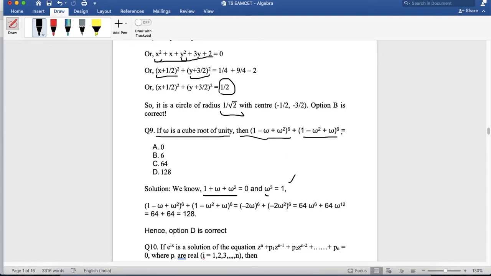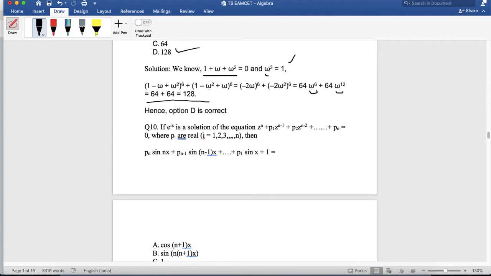Similarly over here, 1 plus omega is what? Minus omega square. Minus omega square and minus omega square makes minus 2 omega square. So again, minus 2 raised to the power 6 is 64. We are left with omega raised to the power 6 and omega raised to the power 12. Omega cube is 1, so omega raised to the power 6 is also 1, and omega raised to the power 12 is also 1. 64 plus 64, 128. Easy.